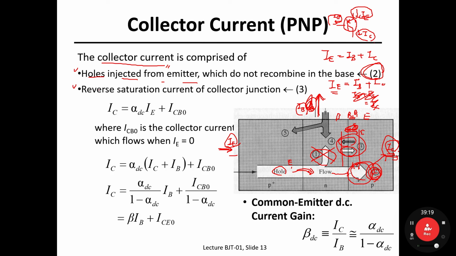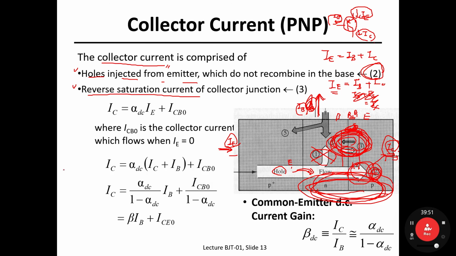So reverse saturation current of the collector junction, I mean this PN junction, right? Once this PN junction is well reverse biased, then a saturation current, a very tiny amount of current, is flowing. So that is denoted as number 3 and illustrated herein. So number 2 and number 3 are the two components for the collector current.